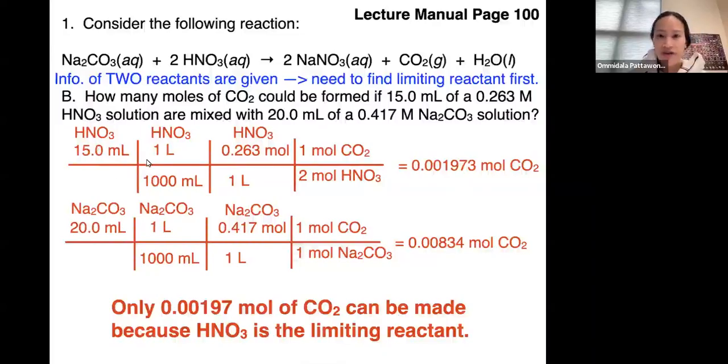So we don't have enough nitric acid to make that much. We have only enough to make this much. That means this is going to be our theoretical yield. Now let's take a look at the follow-up question.